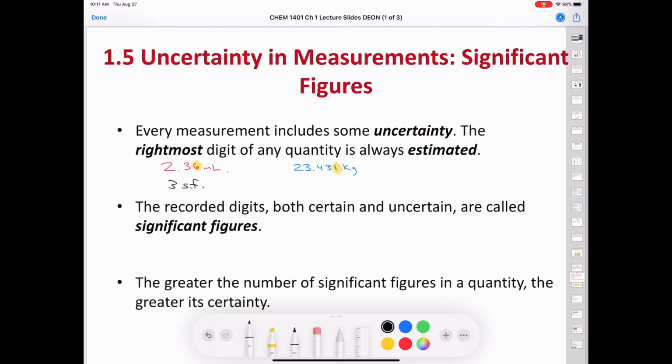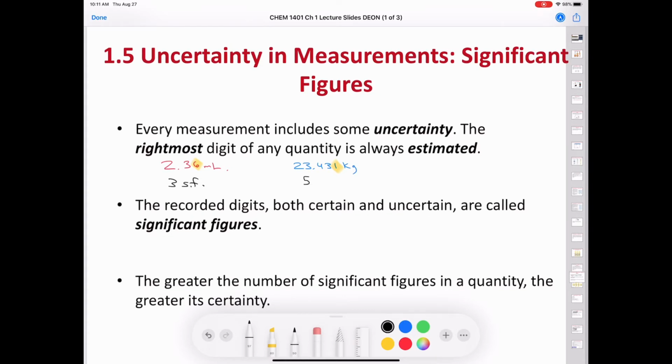The measurement 23.431 kilograms has 4 numbers that are certain. We have 1 digit that's uncertain, but again, we put them all together and we get all of the significant figures, and we have a total of 5 significant figures in this number. The greater the number of significant figures in a quantity, the greater its certainty.